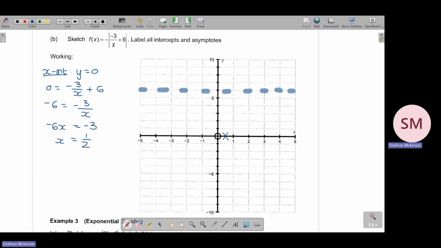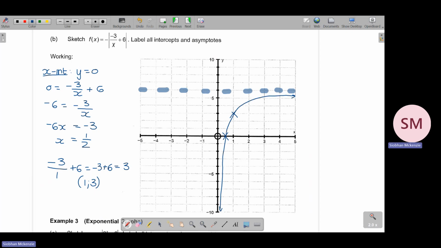Okay. We need another point to get our shape. Can we substitute in x as 1? Yes. Okay. So I've got minus 3 over 1 plus 6, which is going to be minus 3 plus 6, which is 3. So at x is 1, we have got a y coordinate of 3. So it is going to be there. Already we can then give a shape for this curve. Do you agree? This side of the curve will look something like that.